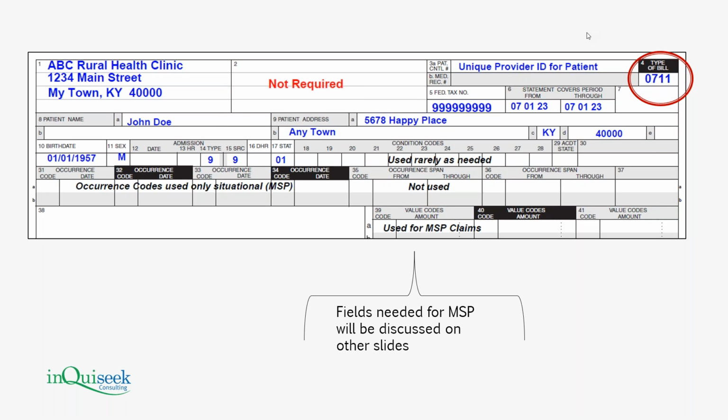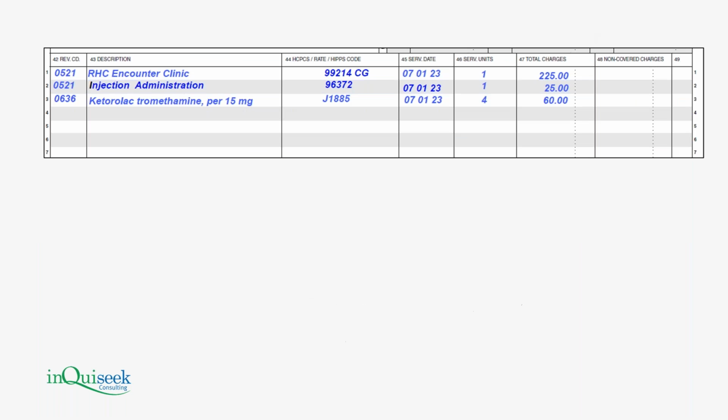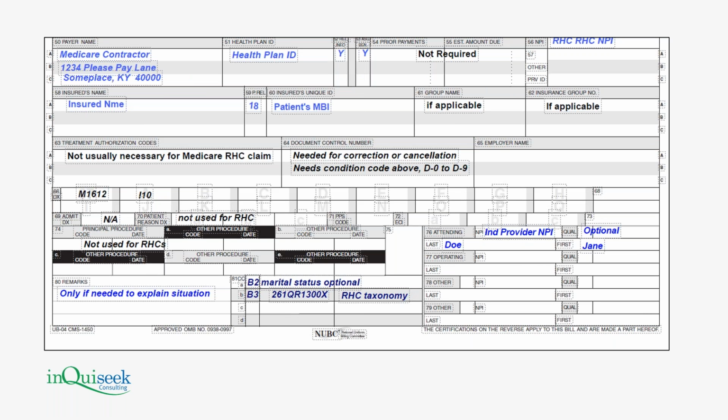So this is the top section of our form. The blue fields are mandatory fields for your claim. Red ones are not required, and ones that are in black or gray are optional. We're going to talk about the fields that are needed for Medicare secondary payer at the very end of the presentation. And then we move to the middle part of our claim where we're actually listing the charges. This is where our CG modifier goes, our revenue codes, our CPT codes, and HCPCS codes. I know this was covered on Tuesday. And then the bottom of our form, these are the things that we need.